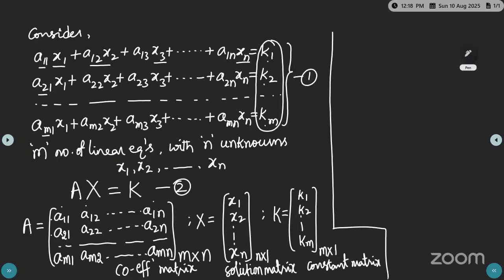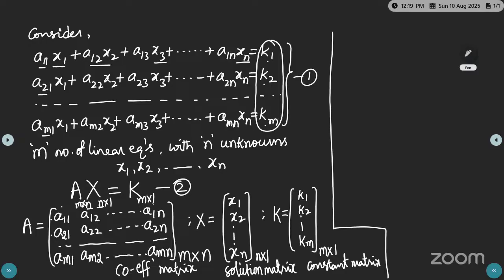Now just remember, what is the order of A? M by n. What is the order of X? N by 1. These two get cancelled. What is the order of K? M by 1. Have you got it or not? The order is very, very important. Just try to maintain that.